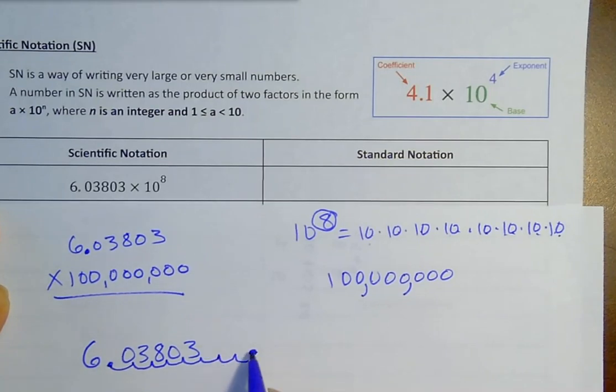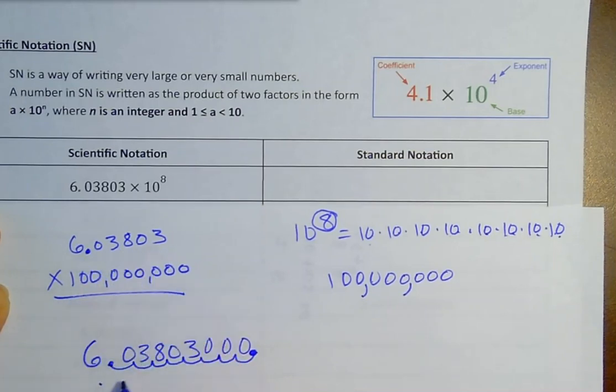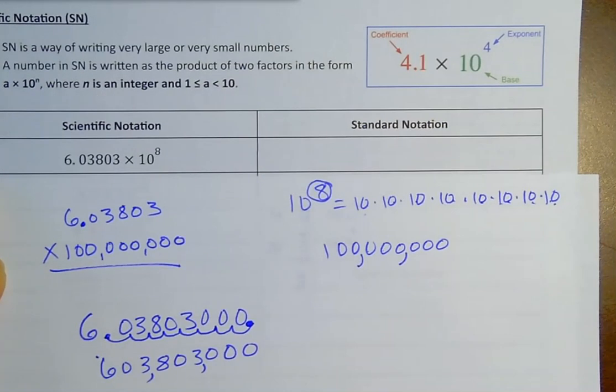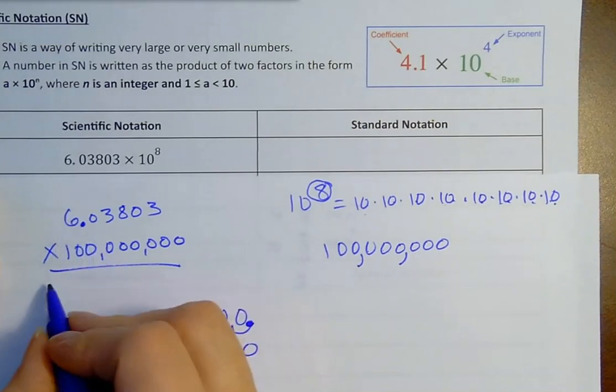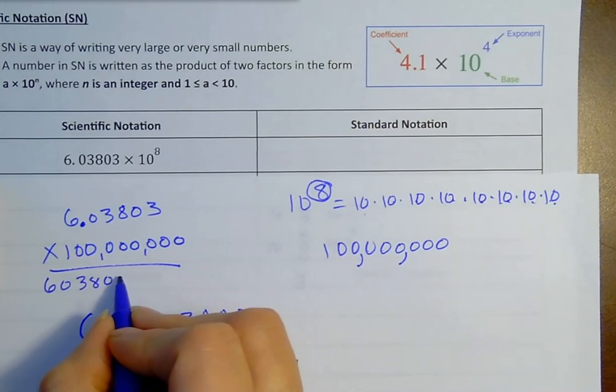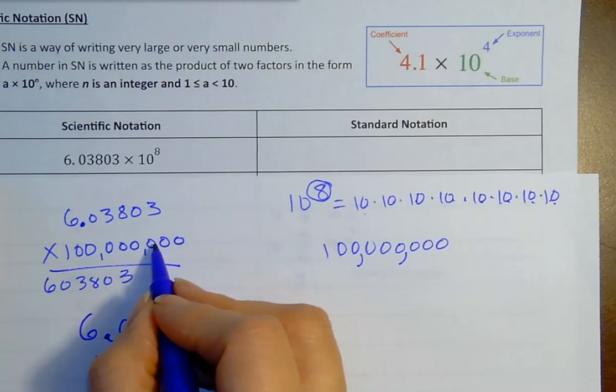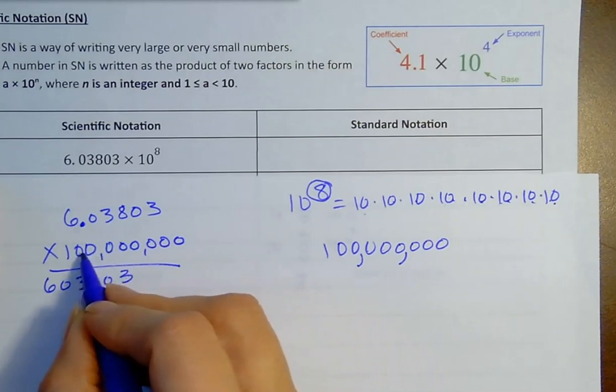And you can't leave it there. You have to put in zeros as placeholders. So 6.03803 times 10 to the 8th is really 603,803,000. Okay, so of course, if I were to do this math, I would get 603,803 with all these zeros, right? 1, 2, 3, 4, 5, 6, 7, 8.